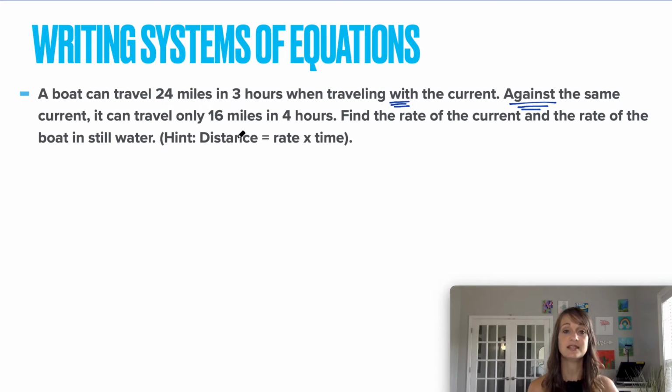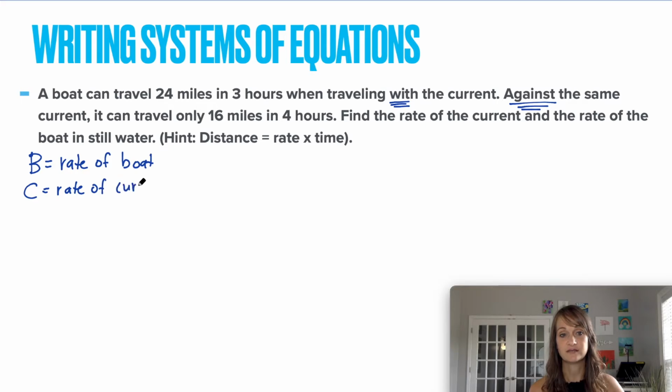And the reason we're using this is because, one, we're given the distance. We're also talking about the rates of the current and the boat, and we're given the different times. So we're going to set up our equations based off this formula. Now, I am going to denote B to represent the rate of the boat, and C to represent the rate of the current. Again, you can use X and Y, but it helps me to understand what B and C actually represent.